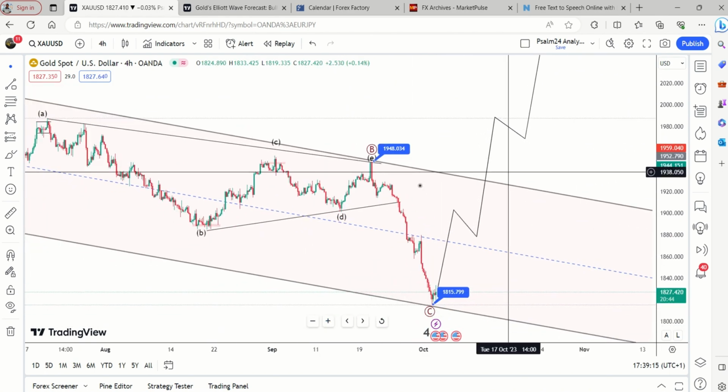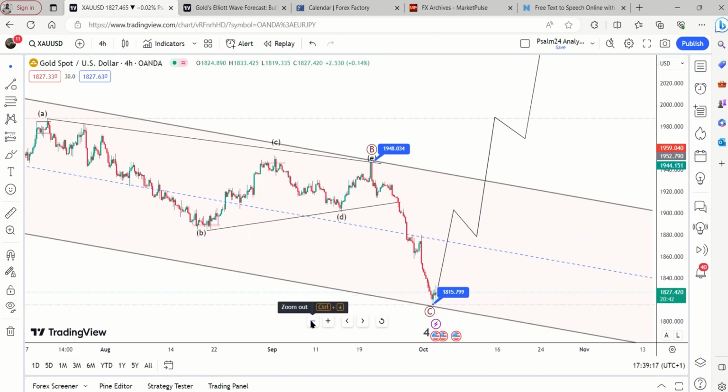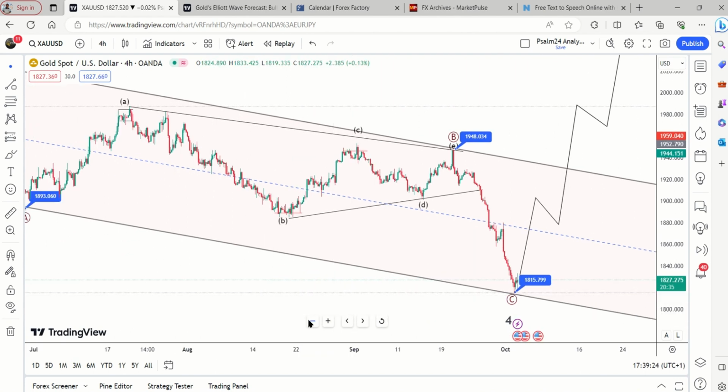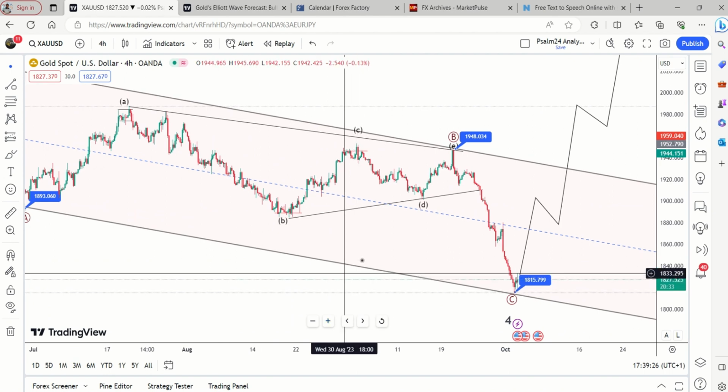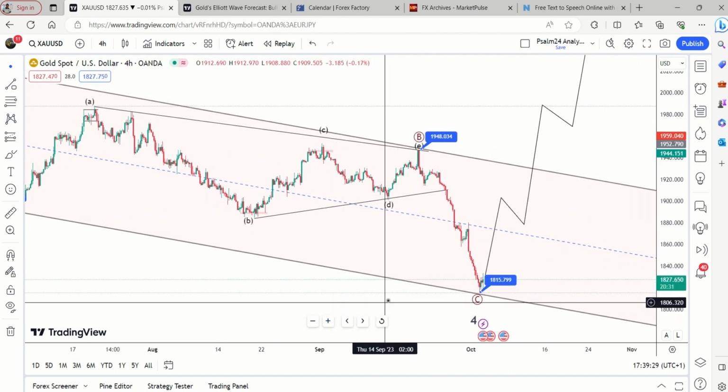Don't forget, this week is also fundamentally impactful. You need to keep an eye on the news, and then you trade with caution, of course.